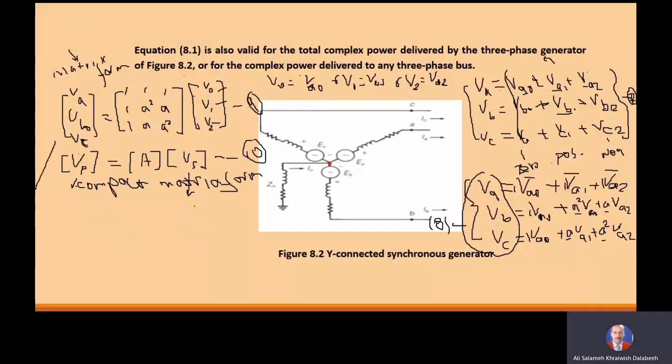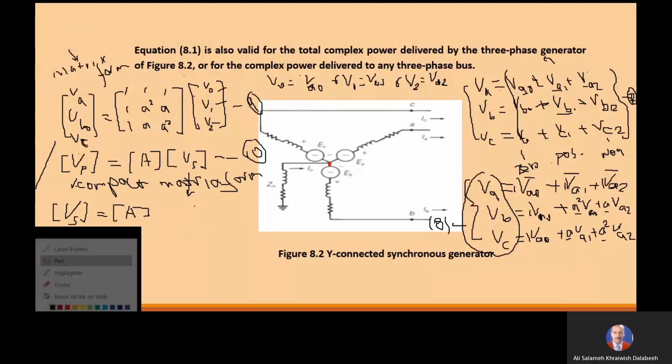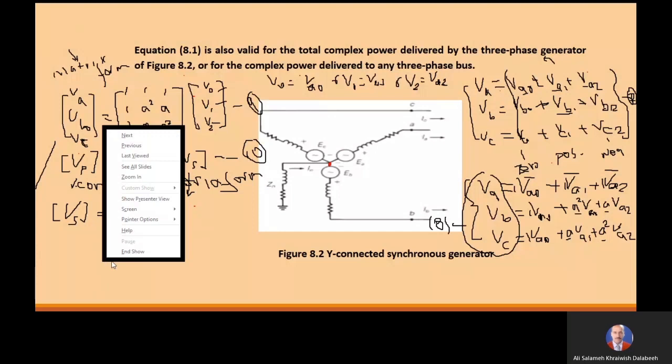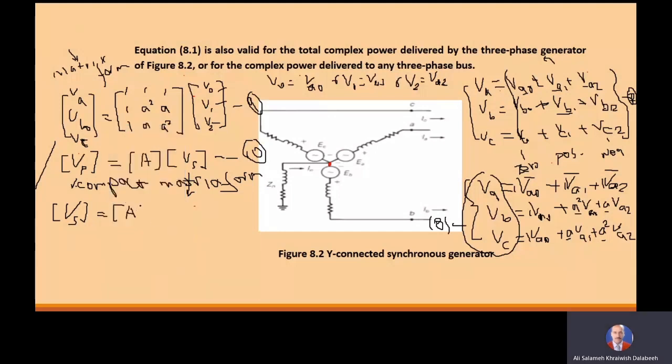From this, if we multiply this equation by the inverse of A, then we can write this equation: Vs is equal to the inverse of A multiplied by V phases. This is equation number 11.